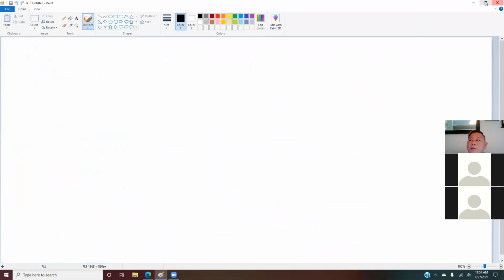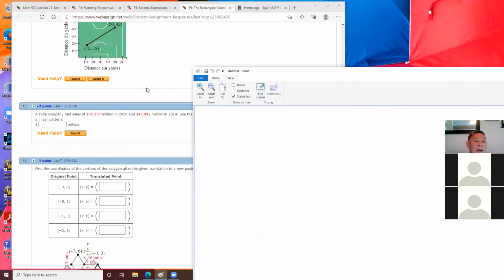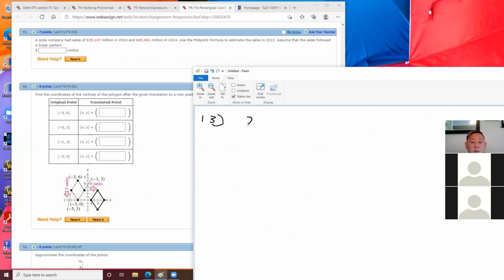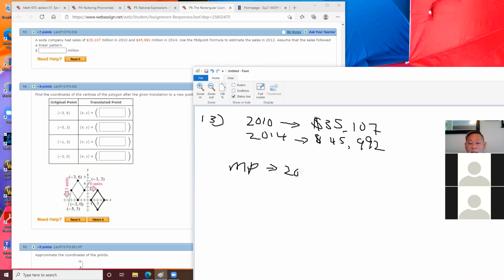Okay, number 13 is saying that you have a soda company. In 2010, the sales is 35,107. And in 2014, the sales is 45,992. So the question is asking for the midpoint. Use the midpoint formula to estimate the sales for 2012.